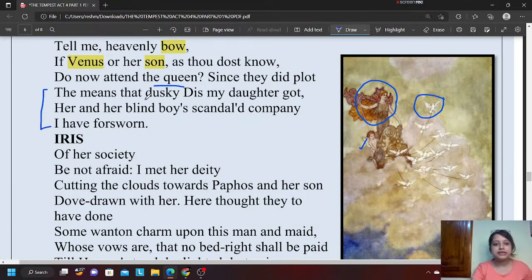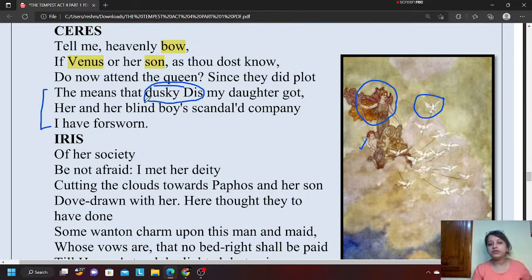That means dusky dis. Now who is dusky dis? He is the god of the underworld, a Greek name for Pluto. You can say Dis, you can say Pluto, you can say god of the underworld. What did he do? He ran away with Ceres' daughter. That made Ceres very angry. She did not want a marriage with dusky dis. So that is why she is very angry with Cupid, with Venus and Cupid.